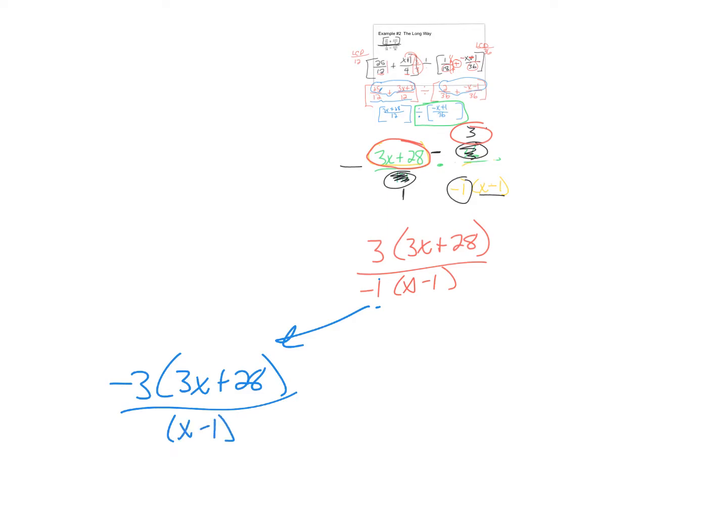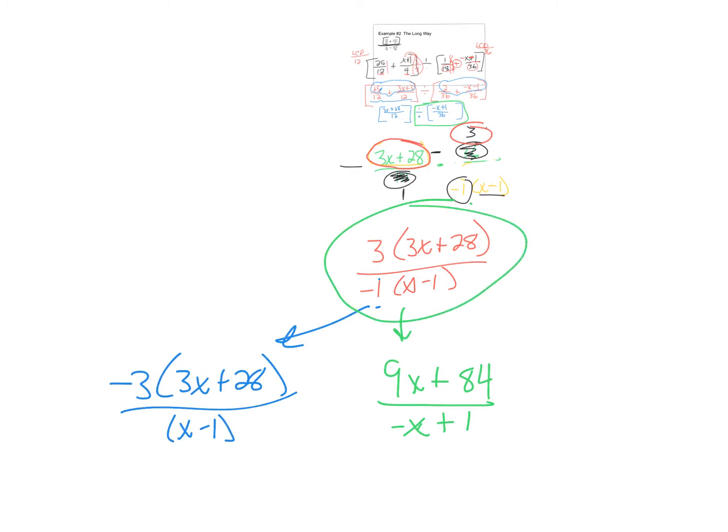Some of your teachers may say, well, you should just distribute all this in now, so you would have 9x plus, that's going to be 84, all over negative x plus 1. Some teachers may say you have to put it back in. And some teachers may say you could leave it as it was, like this. So again, know your teacher, know how they want you to write your answers, because that's always very important. All right, so there's that one. So let's take a look at a really difficult one in the long way.